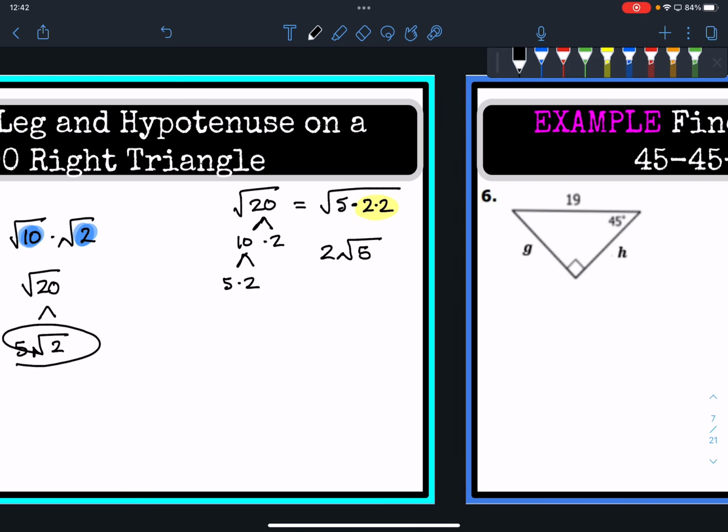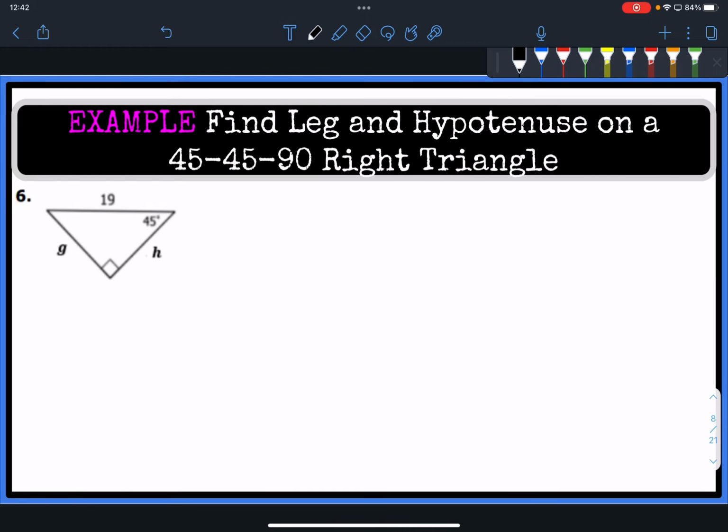Let's look at example number 6. So for example number 6, notice that they give us the hypotenuse. So we know that the two legs are going to be congruent. So we know that H and G are going to equal the same thing. And because the hypotenuse is 19, we still do the same strategy. All I have to do is get 19 and divide it by the square root of 2.